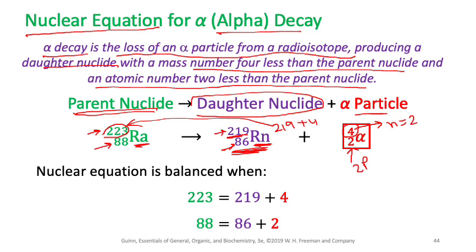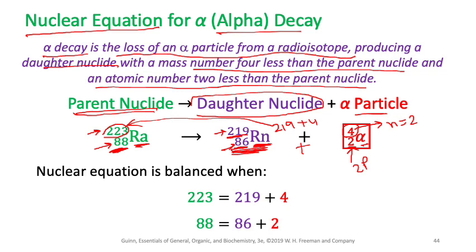Remember this thing. The second thing is that the sum of the atomic numbers must be equal on both sides of the nuclear reaction. On the left side, you have an atomic number of 88. On the right side, you have to have a total atomic number of 88. The daughter nucleus has an atomic number of 86, the alpha particle has 2, so 86 plus 2 is 88, just like the parent nucleus, right?